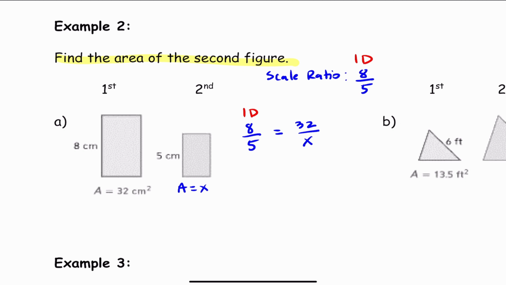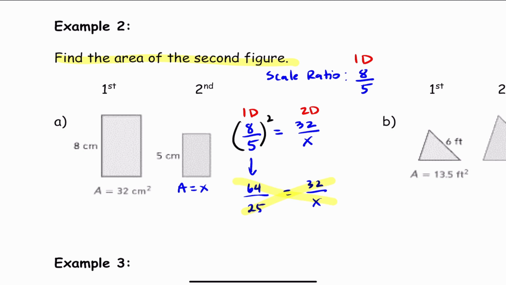Okay, so this is one-dimensional, and this is what? Two-dimensional, because we're dealing with area here. Now, these two ratios, they're not proportional to each other because they're different in terms of their dimensions. So I gotta convert. Which one do I convert? I convert this one. That means I'm going to square this. So that's going to become what? 64 over 25, which is equal to 32 over x.